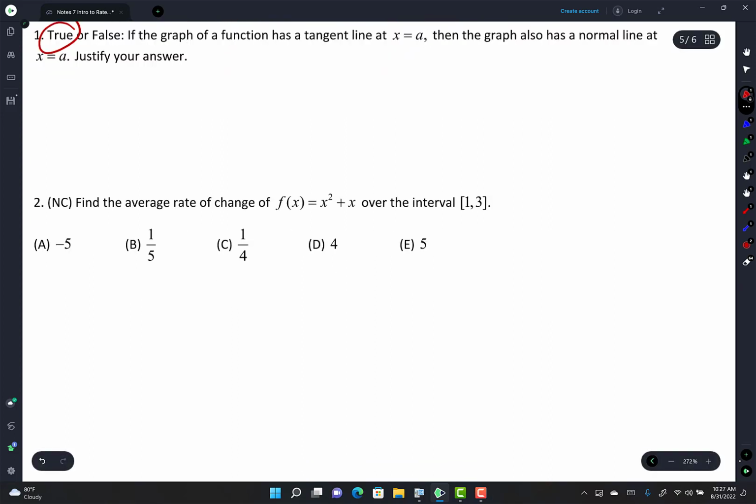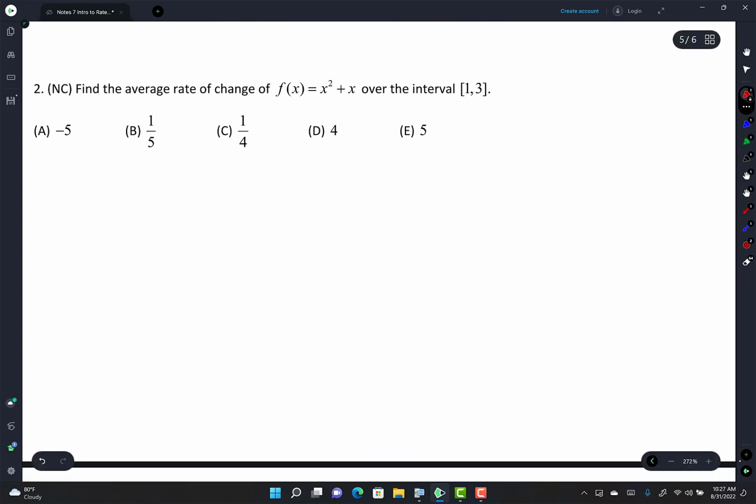All right, number 2. I think this one was a part of your homework question. I don't remember. X squared plus x. Find the average rate of change of this function over the interval 1 to 3. We can give this question right now to Algebra 2 kids, and they should be able to figure it out, maybe. Right? Because they should know average rate of change. It's just change in y over the change in x.